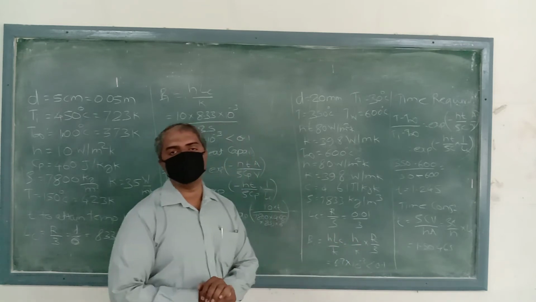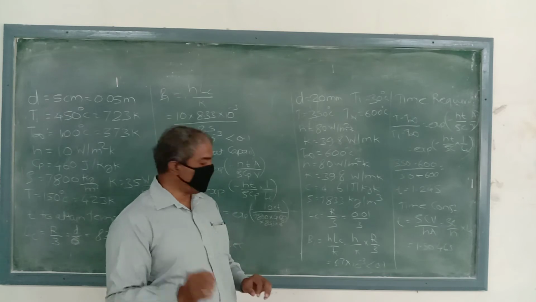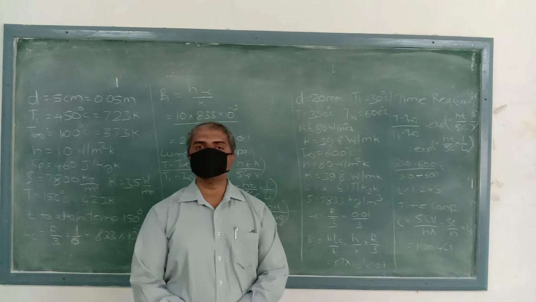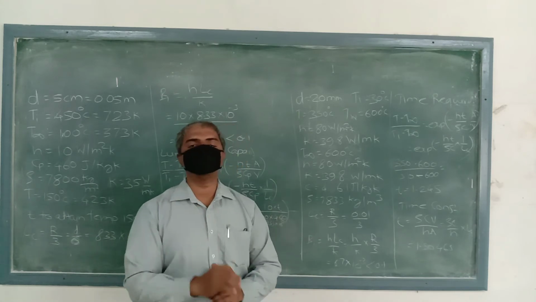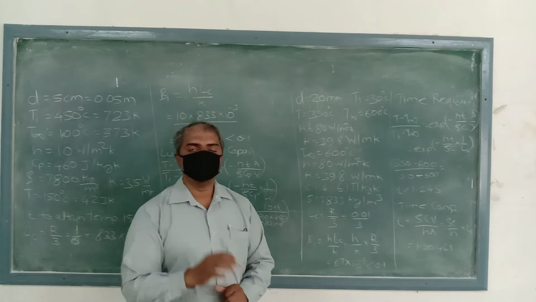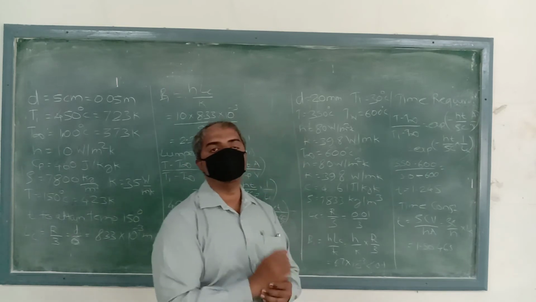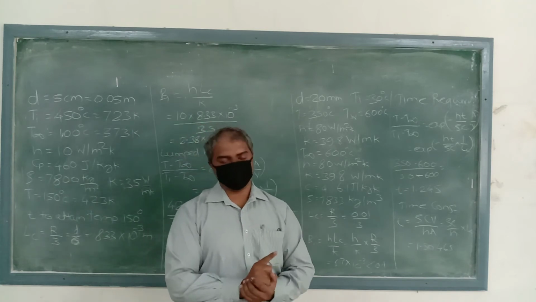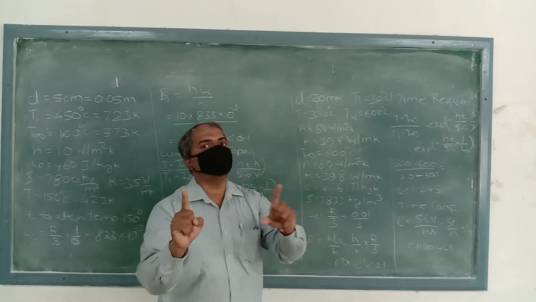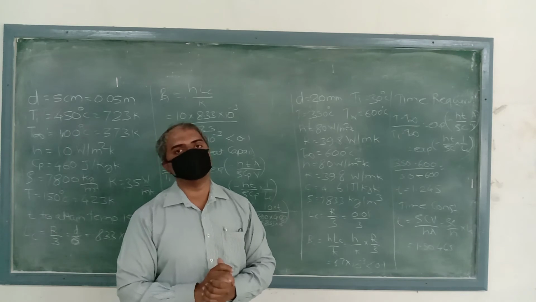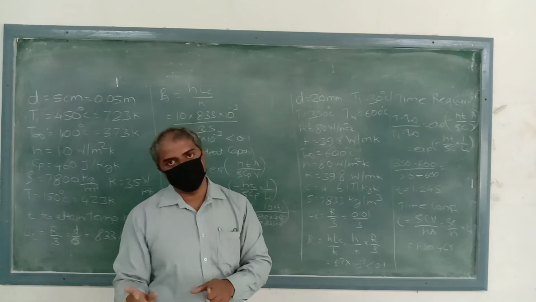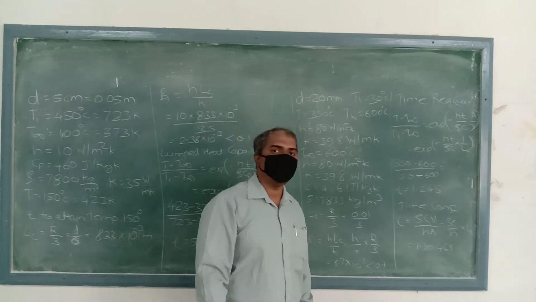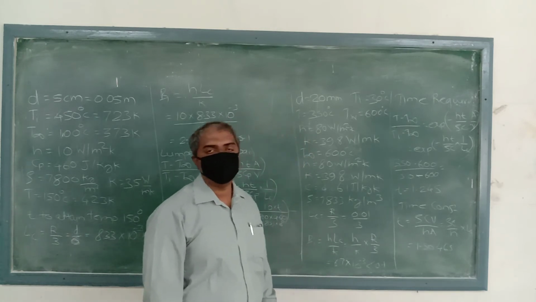After substituting all these values we get Biot number equal to 6.7 into 10 raised to minus 3, which is less than 0.1. So in this problem we can apply the lumped capacity analysis. The first question was whether the lumped capacity analysis is applicable to this problem or not. As this Biot number is less than 0.1, we can definitely apply the lumped capacity analysis.